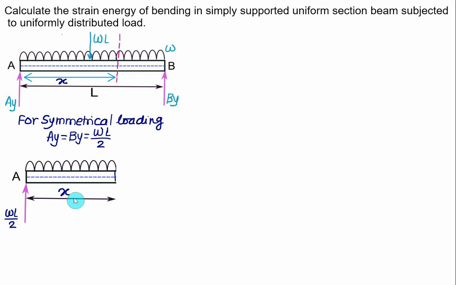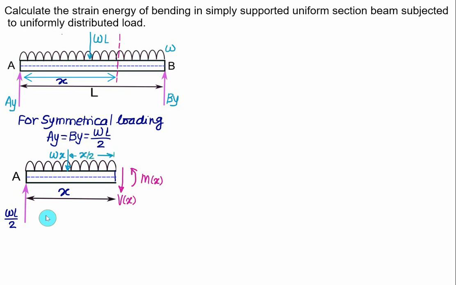At this section, shear force will act in a downward direction. Let's say the internal shear reaction is V of x, and the moment developed by WL by 2 about this point is clockwise. So we will show one anti-clockwise internal moment, equal to mx, and this UDL is of intensity W acting over a distance x. So we can show one downward equivalent point load, equal to W multiplied by x, acting exactly at halfway, that is x by 2.